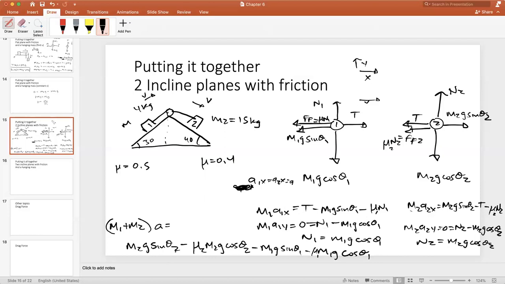How do I know that? How can I write that down? Well, I know that the force in the positive direction is the weight along the incline of 2. The force of friction on 2 is opposing it. That's what this is, mu2 times M2. It's also being pulled back by the weight of 1, which is M1G sine theta 1, and it's being pulled back by the friction due to that.